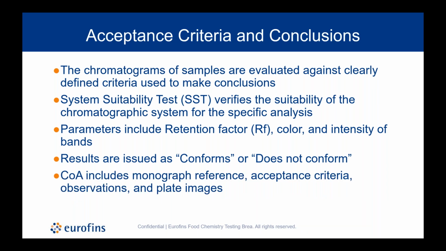And on your C of A, in addition to the result, you will receive the information about the method, including the reference to the monograph, the specific acceptance criteria that are used in the monograph, and then the observations that were specific to the sample being tested and the plate images. So with all that information, you could confirm that the observations were appropriate for the chromatography and it was evaluated accurately against the acceptance criteria of the method.